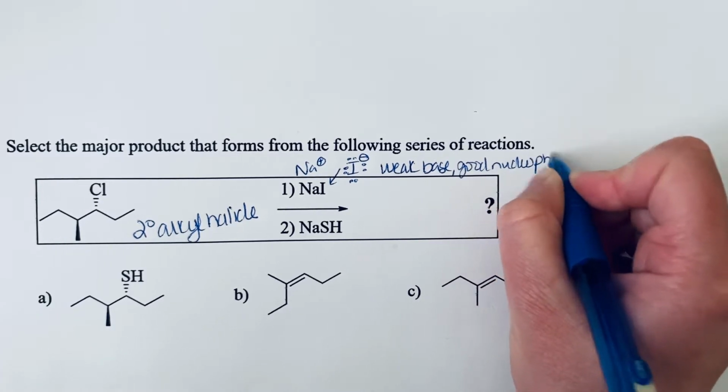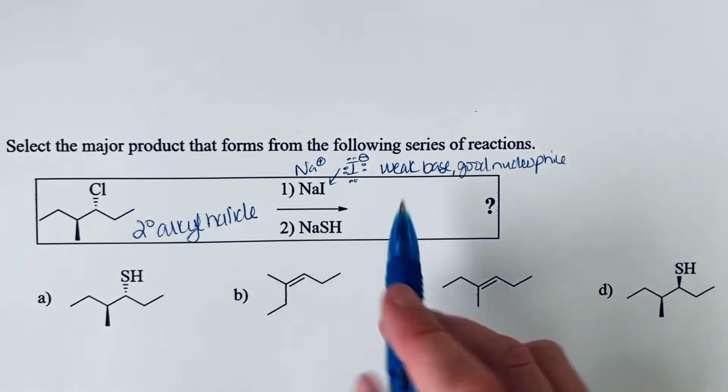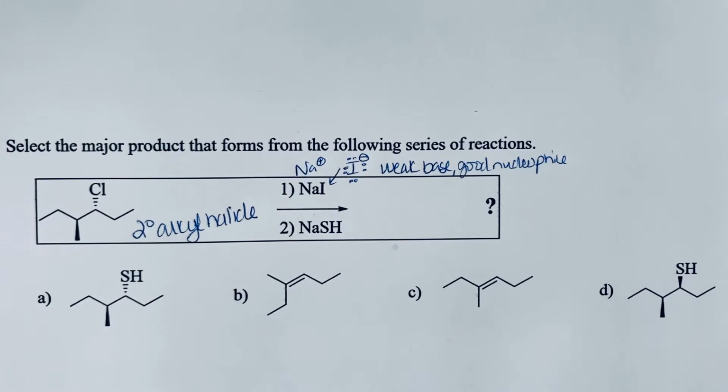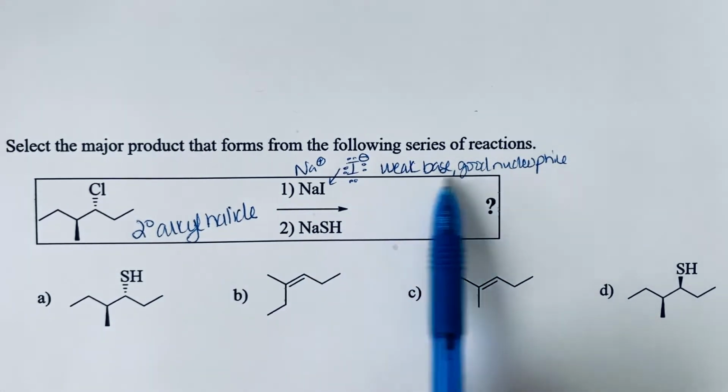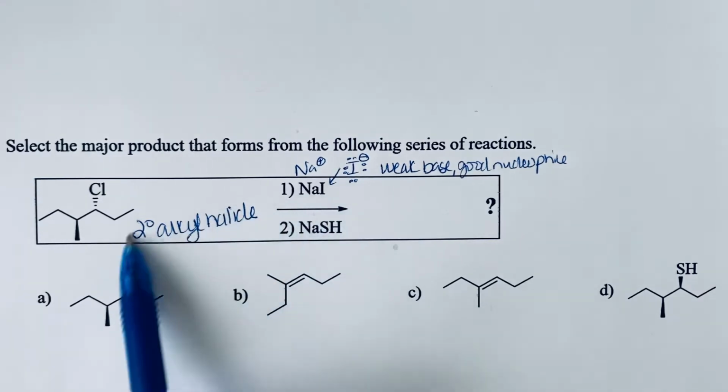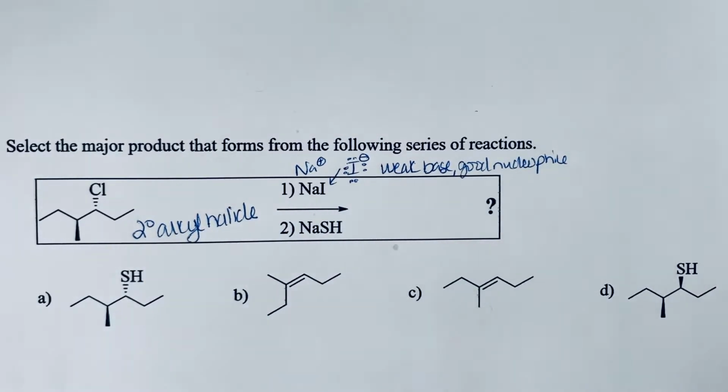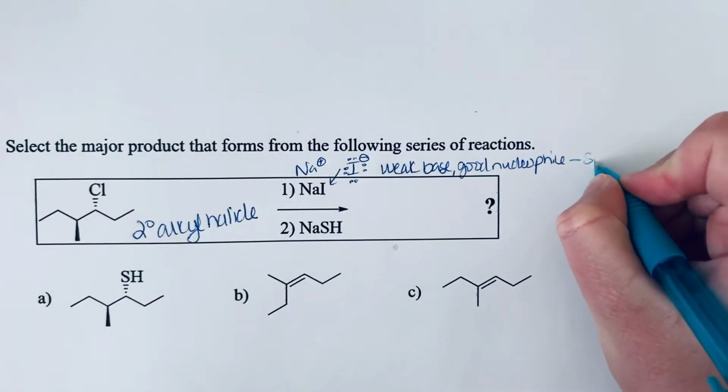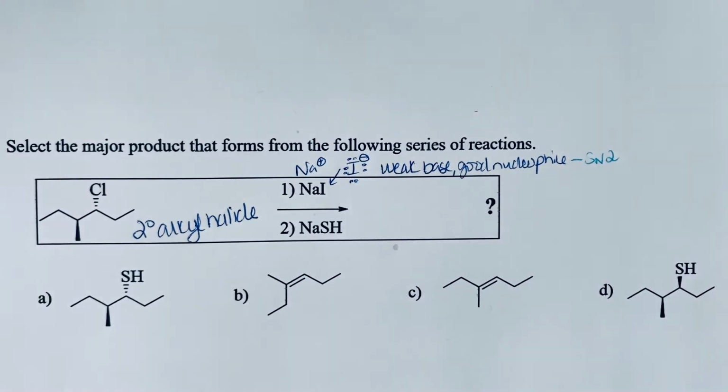And you might see in your textbook that how good of a nucleophile iodide is depends on the solvent. We're not going to get too specific into that. We're just going to recognize that it's a good nucleophile and a weak base. And what we wanted to put together is that with a good nucleophile and a secondary alkyl halide, we are looking at an SN2 substitution. Okay, so that is your concerted substitution.